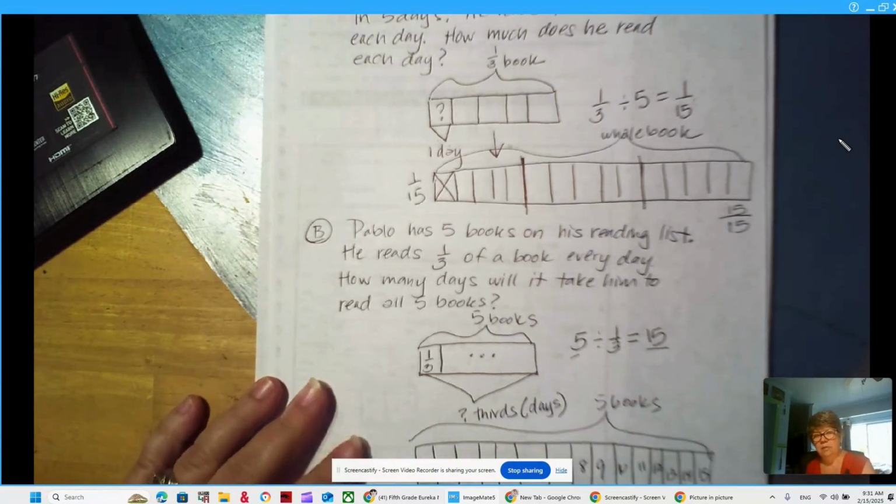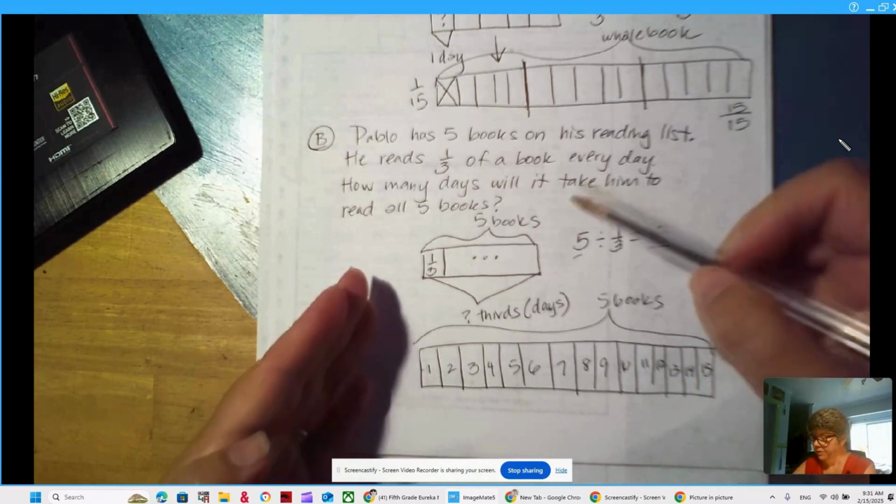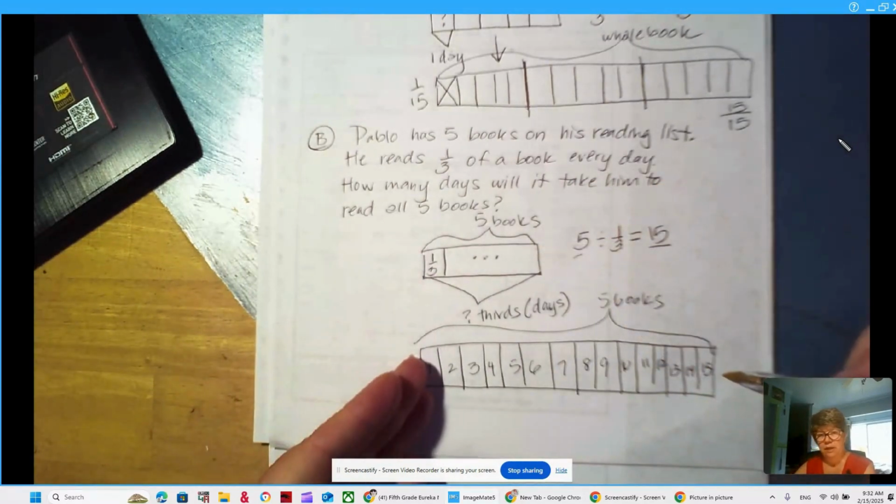Once again, we like to expand it out and look at the whole, right? So it's still 5 books. So in this case, it's expanding out this way, right?